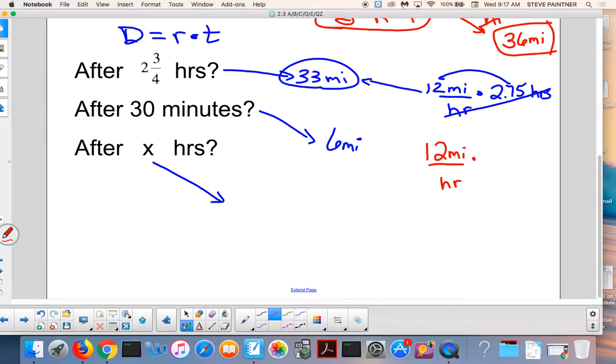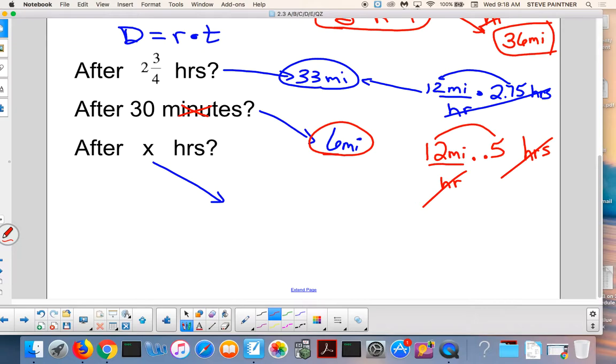So you did not use the 30. You changed minutes into what? He changed it to hours. So he went back to hours. Why would he do that? Because he wants the hours to do what? Cancel. If he would have put in 30 minutes here, guys, minutes and hours don't cancel out. So he's got to change 30 minutes over to hours. Now what's this? 6 miles. Okay, he got it.